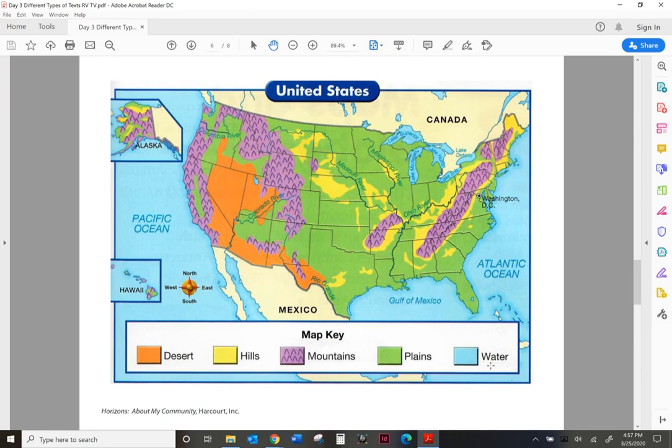And so if you look at Alaska, what do you see up here at Alaska? What kinds of different types of geography do they have in Alaska? So use your thinking voice and really study it. What do you see?